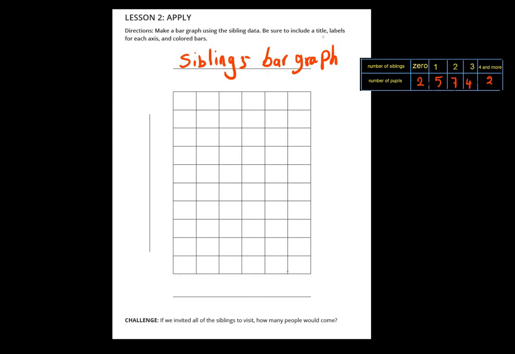And I want to write the two axes. How to write these two axes? We write these axes from this table. The first line is the first axis, and the second line we write in the second axis. So here we will write number of siblings. The first line we write in the first axis, the horizontal axis, and the second line we write here on the second axis, number of pupils.